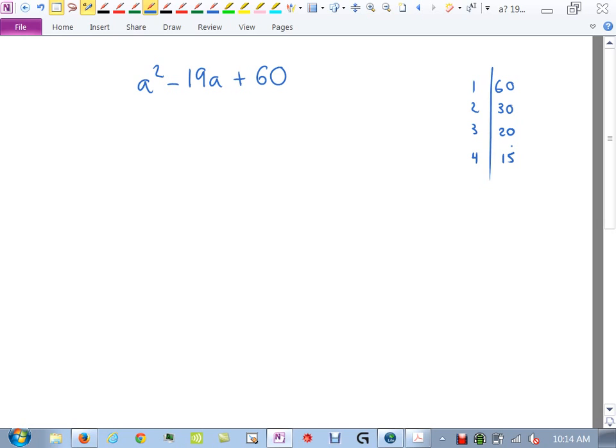However, what do I know about this right here? It's positive, which means I'm going to be adding these two things together, right? But the only way to get a negative 19 from 4 and 15 is to make them both negative, right? Negative 4 and negative 15. Negative 4 plus negative 15 is negative 19. So that'll work. And negative 4 times negative 15 multiplies to be positive 60.